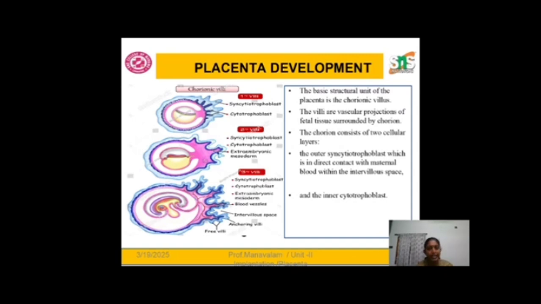Next, the secondary chorionic villi. The pink extraembryonic mesoderm develops as a finger-like structure inside the cytotrophoblastic layer. That is called the secondary chorionic villi.